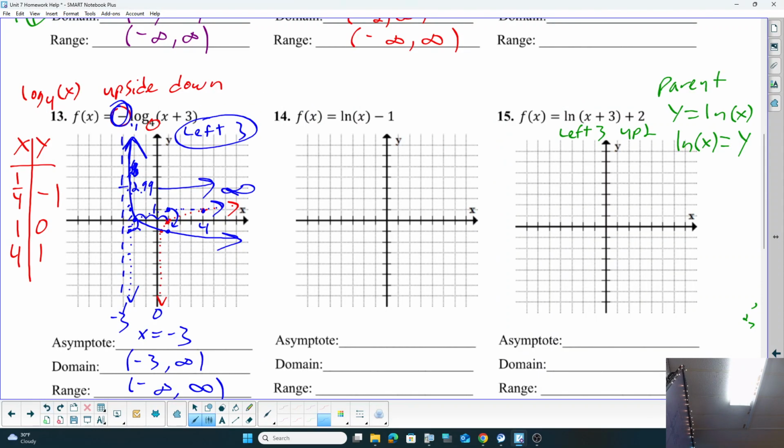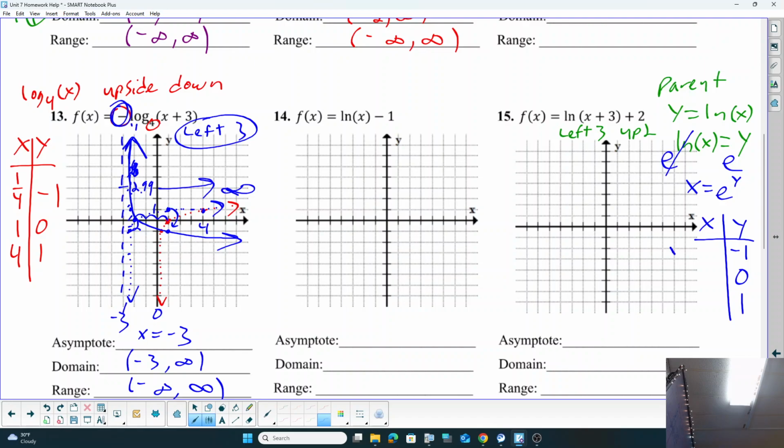Why am I teaching you that? Because now I'm going to do that. I'm going to base e both sides, so I get x is equal to e to the y power. Now I'm going to do an xy table, but this time I'm going to choose values for y and not x. Let's do our standard -1, 0, and 1.